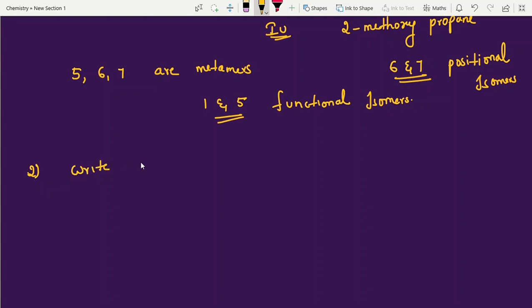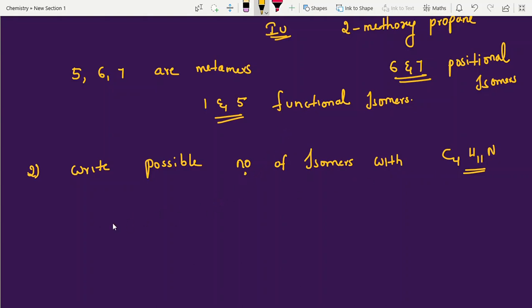Write the possible number of isomers with C4H11N. I have given, starting with 4 alcohols, 3 ethers, in that again different types. Here also everybody write it. I am giving a hint also.